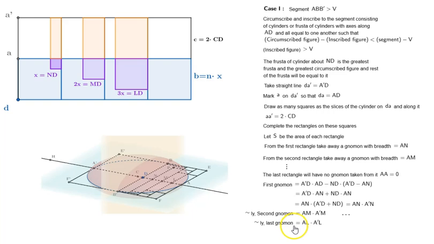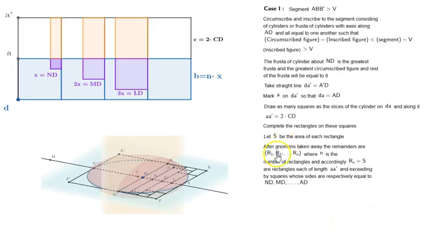And finally, the last gnomon, that is this one, is equal to AL times A prime N. After the gnomons are taken away, the remainders are this rectangle and this rectangle. After the gnomons are taken away, the remainders are, let's say, R1, R2 up to Rn, where n is the number of rectangles. And accordingly, Rn is equal to S, because there is no gnomon here.